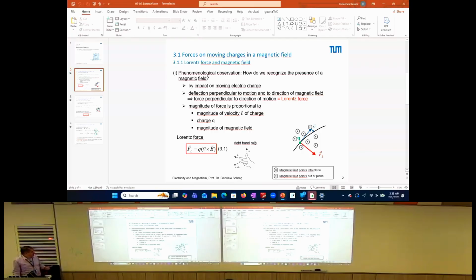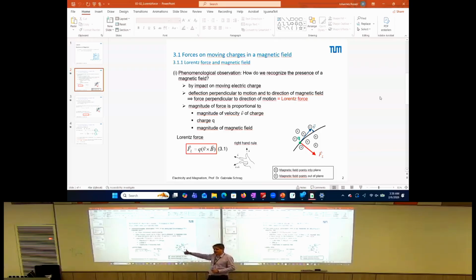And so there's the observation that there is an interaction between magnetic and electric effects. And what we saw is that you have a Lorentz force that describes the force which is acting on a moving charge in a magnetic field. The important thing is you have to remember this relation here and this right-hand rule.